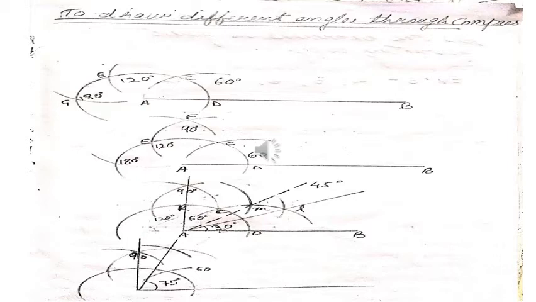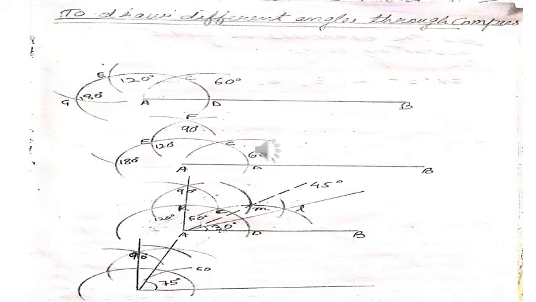Clear? Now if you have to draw a 30 degree angle, you know it is half of 60 degrees. So at point C, with the same radius, frame an arc. Now from point D, with the same radius, make an arc. From where these two arcs intersect, draw a line, and that is a 30 degree angle. Clear? Now on the last figure you can see how to make a 75 degree angle.